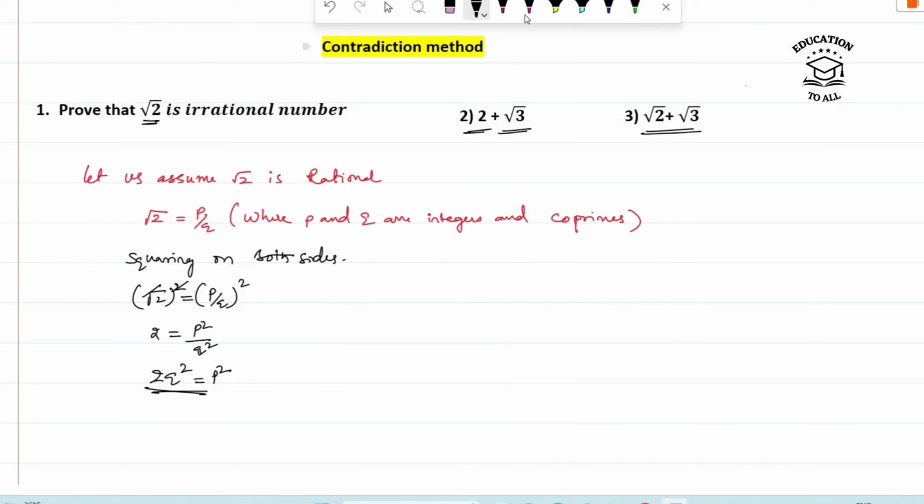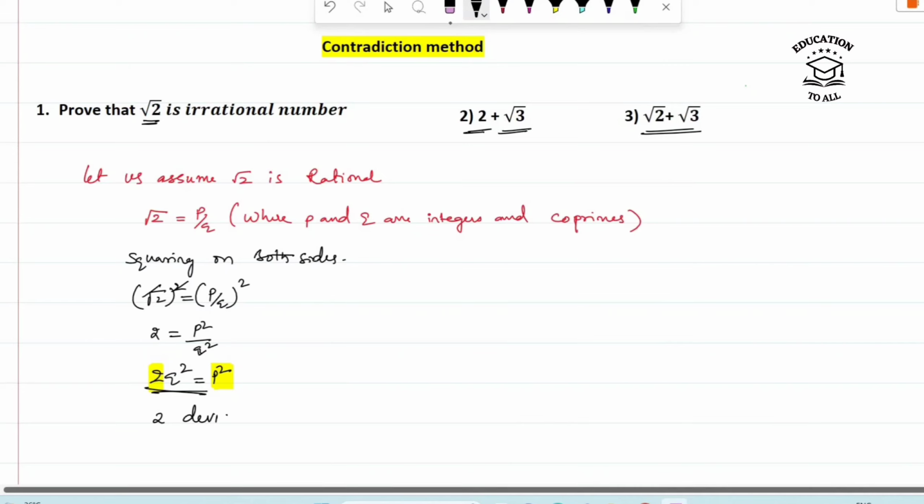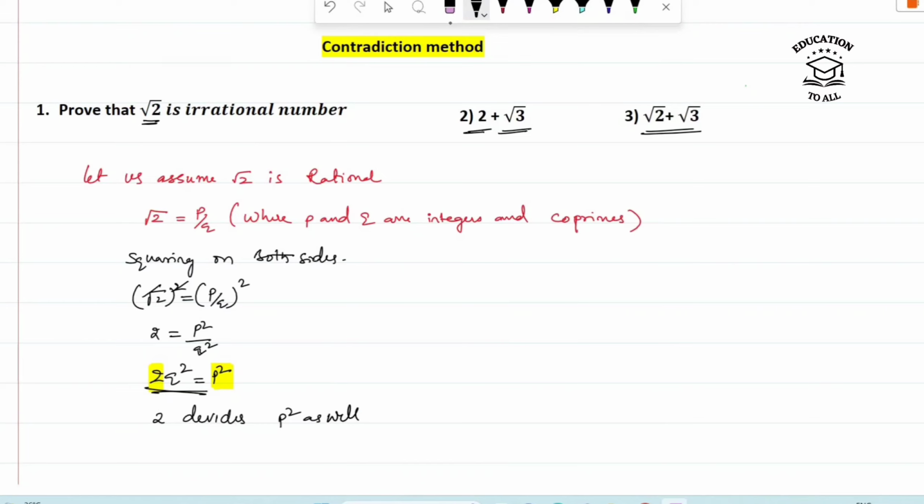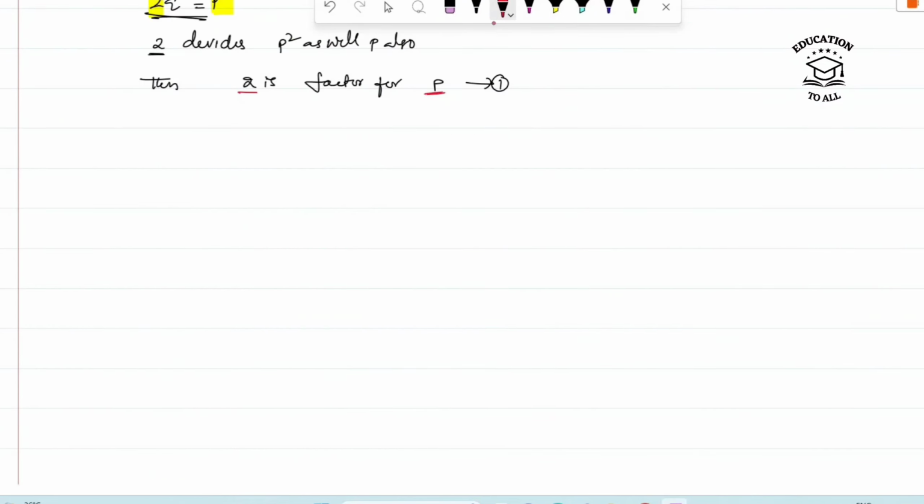From this statement we can conclude one thing. 2 divides p square, as well as p also. Can I conclude that 2 is a factor of p square and p? Then 2 is a factor for p. So make it equation number 1.